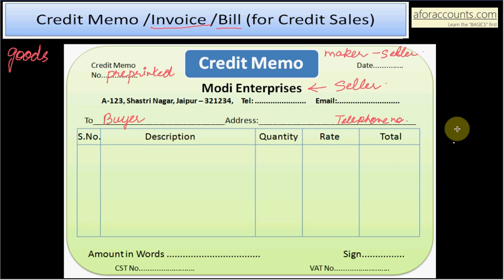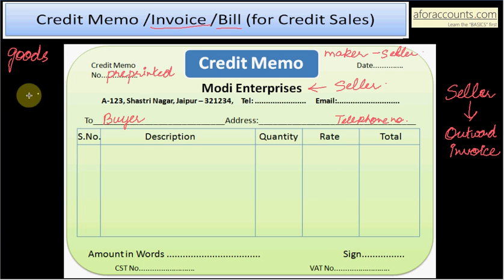Okay. And one more thing to remember, seller calls credit memo an outward invoice. He has given it outside. So, the seller has given the bill. So, the seller is calling it outward. Goods are going out for the seller. Okay, and he is giving the bill. So, outward invoice.